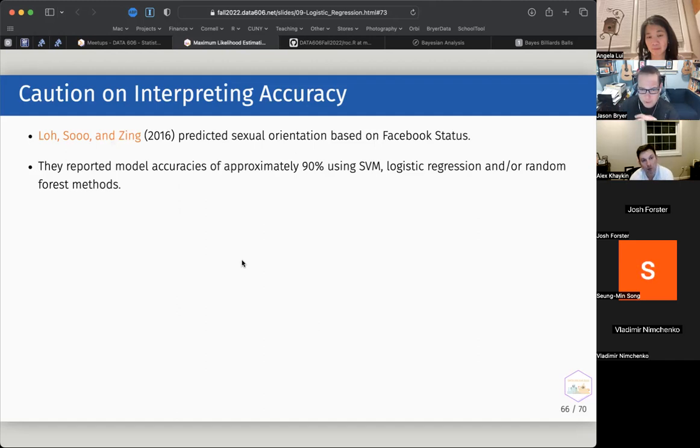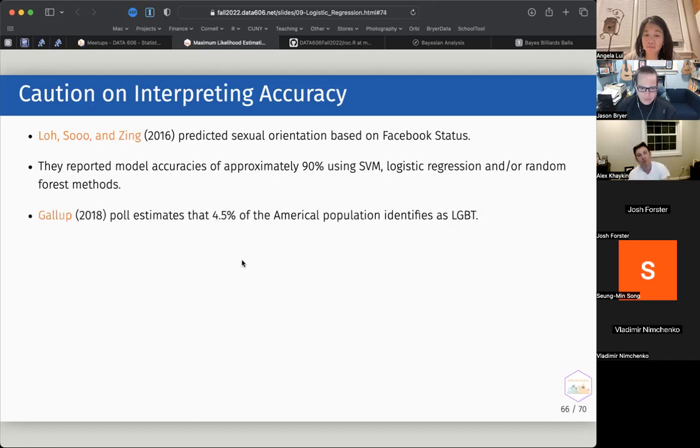Actually, they used a couple of things: logistic regression and random forests. And this guy actually got some news, if you're paying attention, I guess 7 years ago now, that they were able to predict sexual orientation with 90% accuracy, which sounds fantastic, right? However, I went looking around, I thought, geez, that seems interesting.